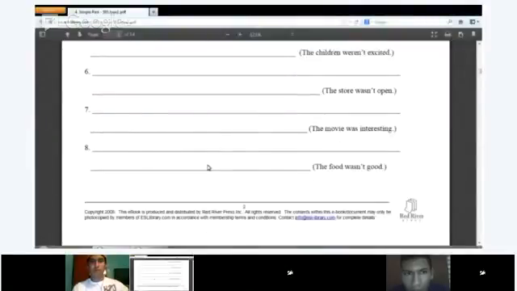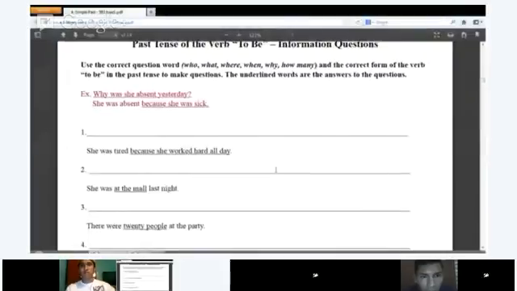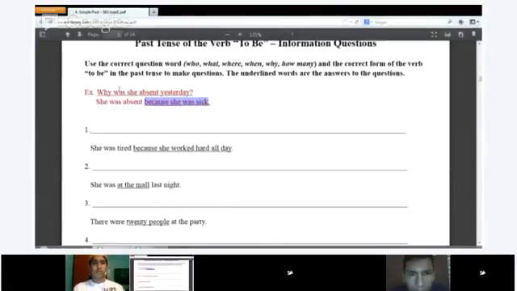Excellent. All right, excellent. Okay, let's go down, and we're going to create some more questions. Now we're going to open it up just a little bit, and we are going to use who, what, where, when, why, and how many. All right, so that's how we are going to start off these sentences. Now here, our example would be, okay, we have to create a question that would answer the underlined portion of the written text. So my underlined portion is because she was sick. Okay, so your question would be why was she absent yesterday? Okay, because she was sick. All right, she was absent because she was sick.